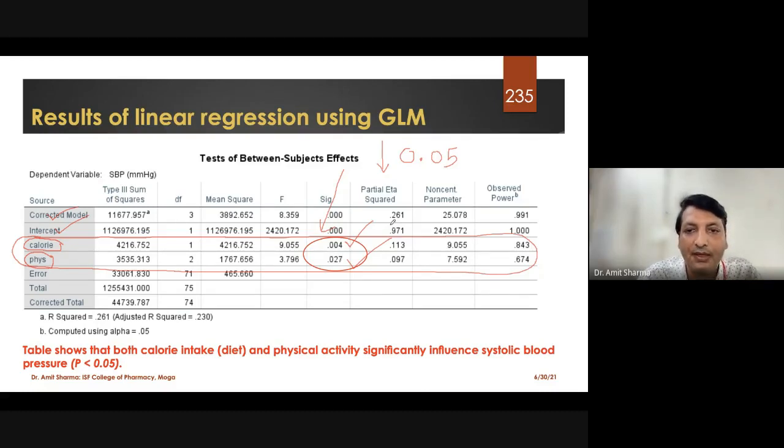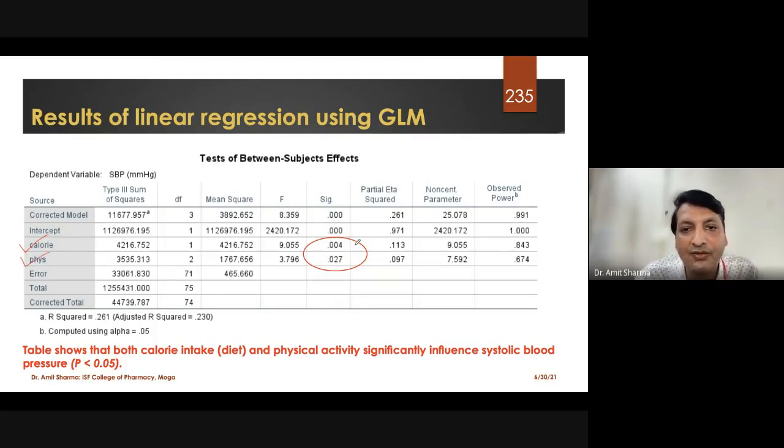the systolic blood pressure. What was the aim of this test? The aim of the test was to find out the factors which are affecting the systolic blood pressure. So by seeing this p-value, we can identify whether calorie intake is affecting or not, or physical activity is affecting or not. If this significant value is less than 0.05, that shows that yes, this variable is affecting the systolic blood pressure. So hence we have proved here that calorie intake affects the systolic blood pressure, as well as physical activity.